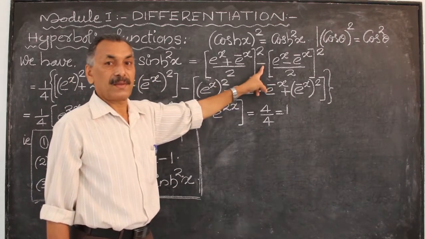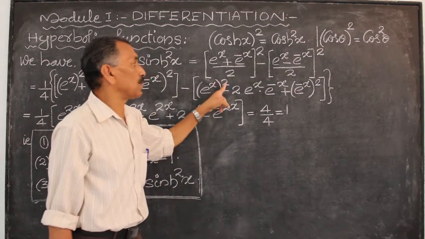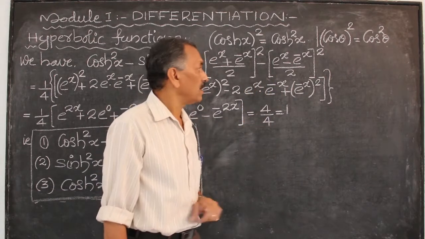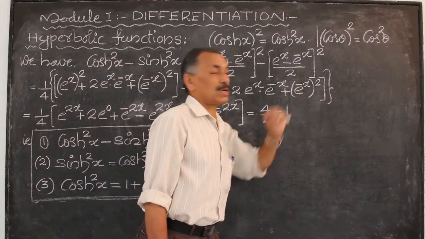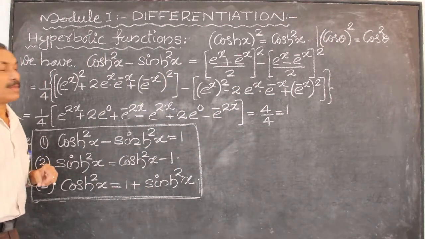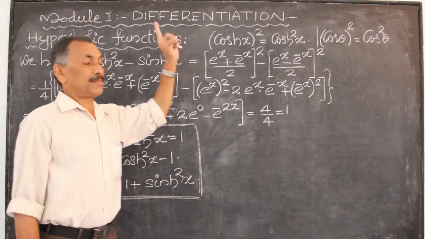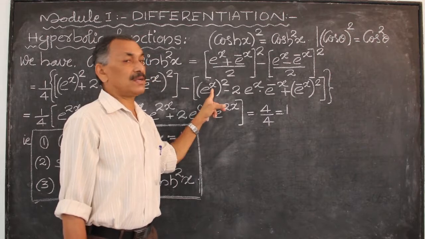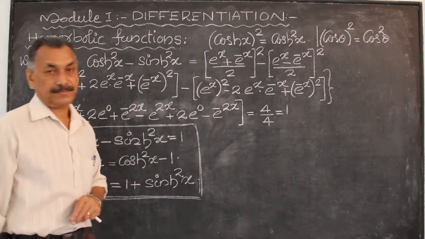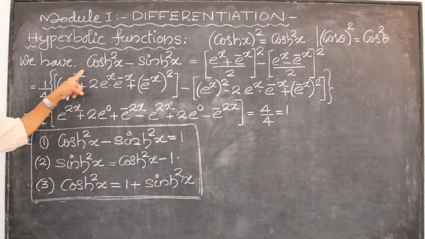Minus, for the second bracket, a minus b whole square. A minus b whole square is equal to a square, e raised to x square, minus 2 into the product of the terms e raised to x into e raised to minus x, plus b square, e raised to minus x whole square. 1 by 4 is outside. That is a square, then 2 into the product, plus the square of the second term, minus the first term square minus 2 into the product plus the square of the second term. Okay, that is we have 1/4 into e raised to x square.